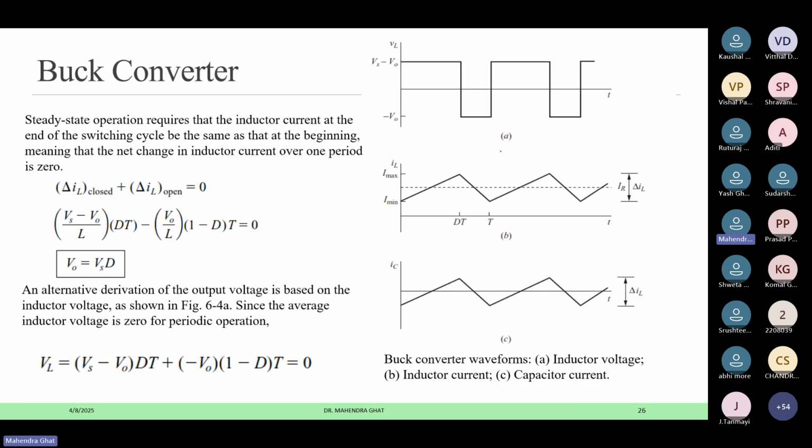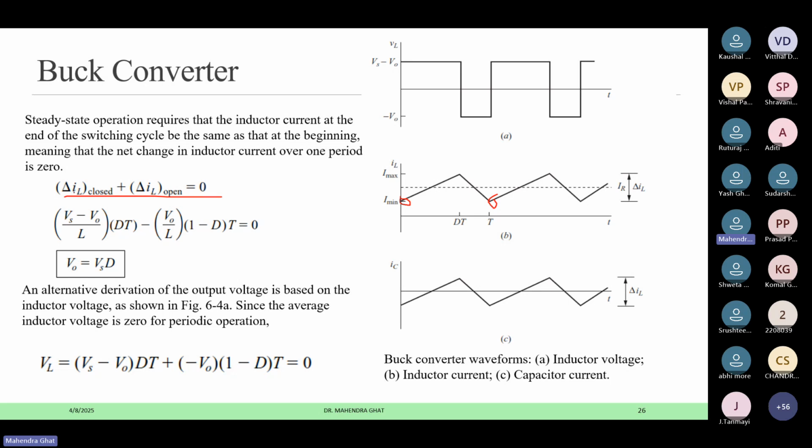So the inductor is getting turned on and turned off, and we are considering the steady state. Whatever current we get after the time T, this is the periodic steady state we are considering, and this is the delta IL. Whatever delta IL there is for the on time, the same delta IL you get at the off time. Or we can say the change in delta IL for the on time and the change in delta IL for the off time, if we add both, will give zero.